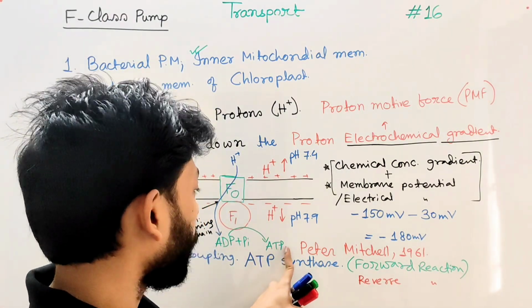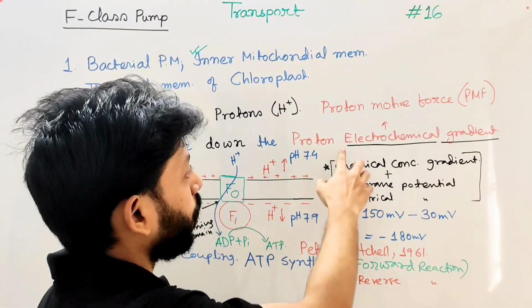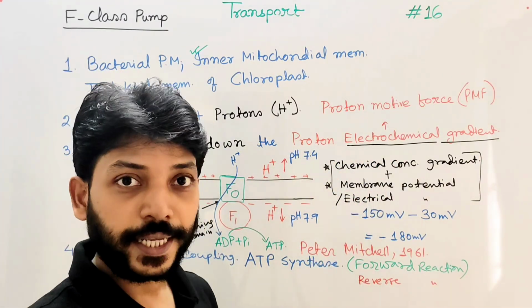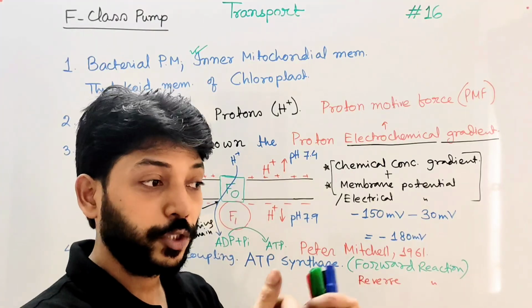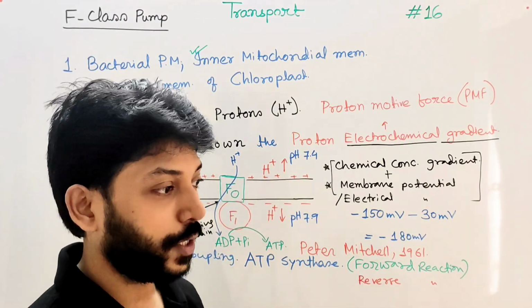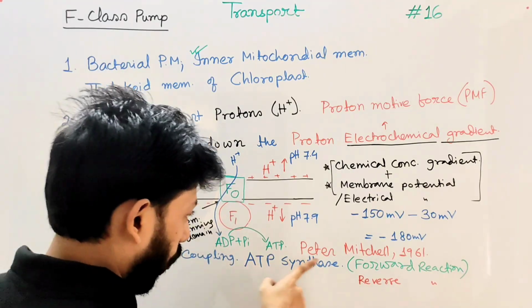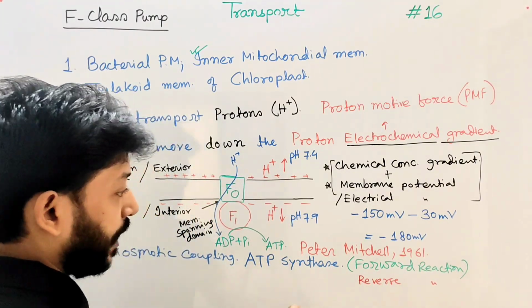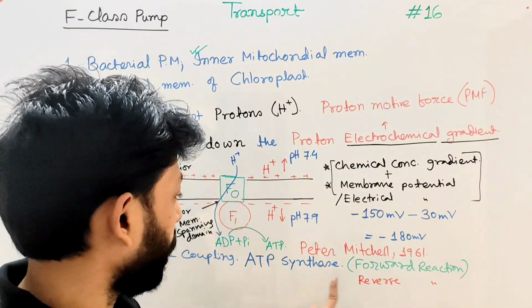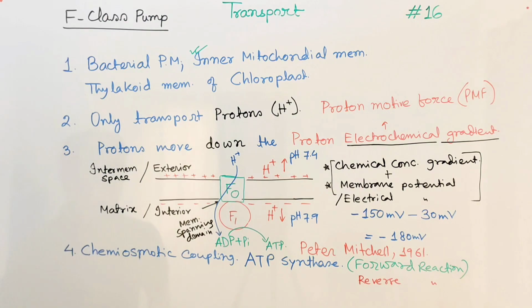They can degrade the ATP by this F-class pump to generate proton gradients or proton electrochemical gradients. And by using this proton electrochemical gradient, they can import nutrients like sugars or amino acids. So this F-class pump not only works in the forward direction, that means synthesis of ATP, or we can call it ATP synthase, it can also degrade the ATP to generate proton gradients. So it can work in reverse.